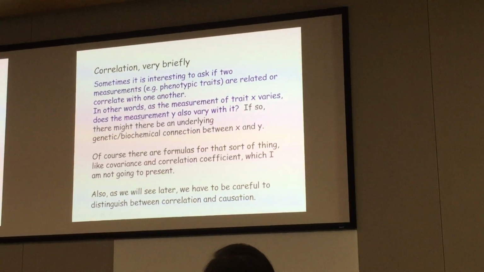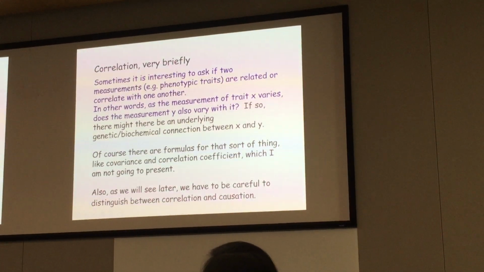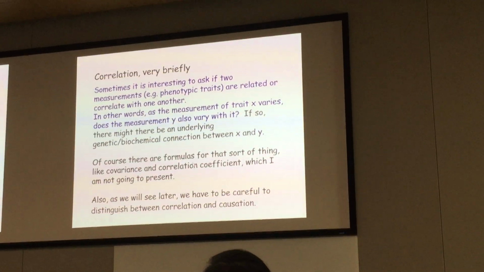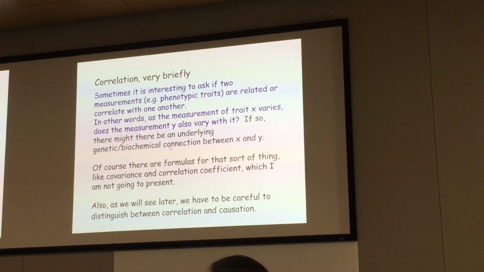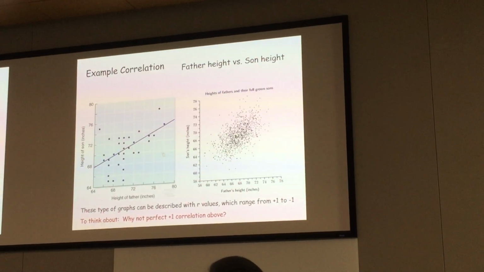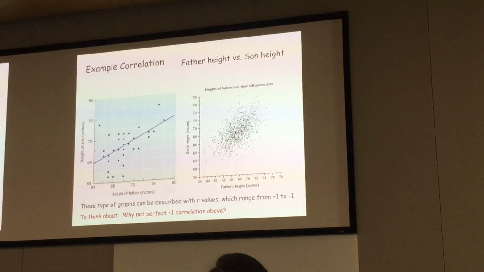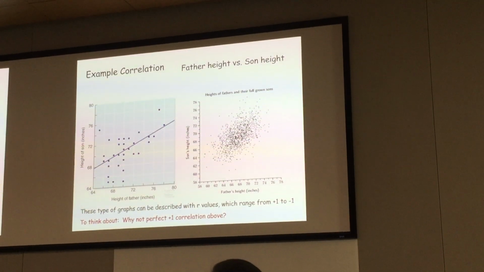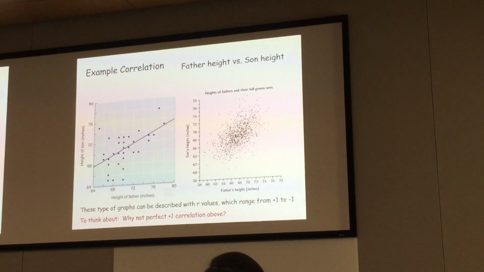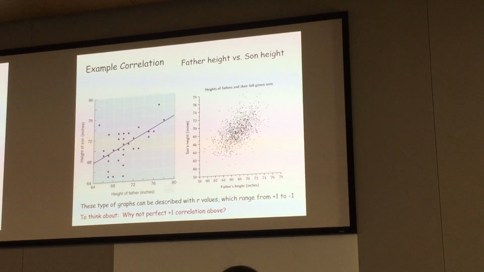So will X vary with Y? There might be, or might not be, some underlying biochemical or genetic connection. Like I said, the book goes through a lot of this stuff in detail, and I'm not going to do that, so be aware of that. So here's an example of a correlation, right? This is a popular thing to look at, the idea of height. Is height inherited, not inherited? To what extent is it inherited? To what extent is it dependent on environment and diet and all these types of things? One of these kind of unanswerable questions.